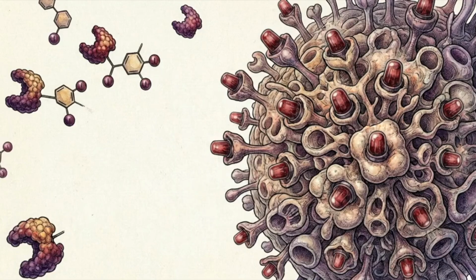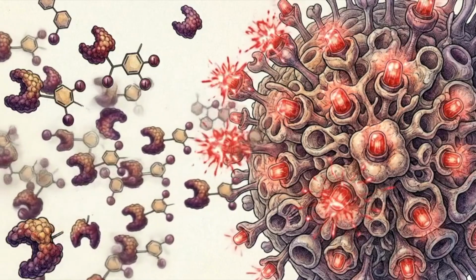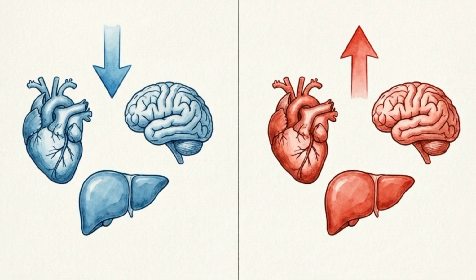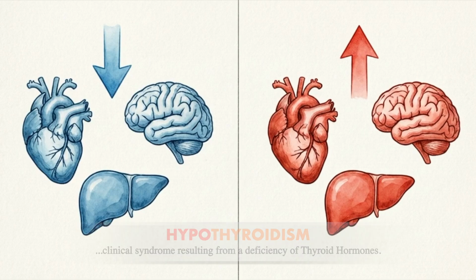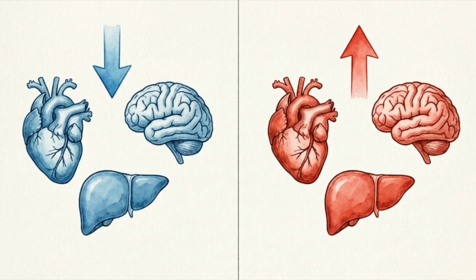Because the system is so finely tuned, even small deviations in hormone levels force these cellular blueprints into pathological states. This creates two distinct clinical profiles: hypothyroidism, where the metabolic engine slows down, and hyperthyroidism, where it enters a state of dangerous overdrive.